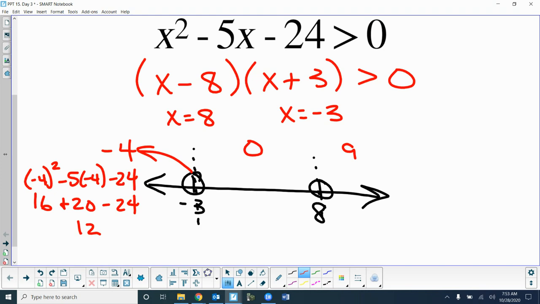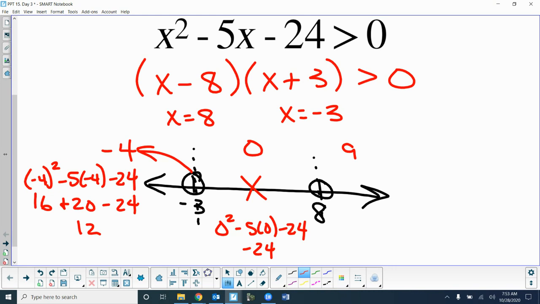Because it works. When I put 0 in there, I get 0 squared minus 5 times 0 minus 24. So 0 minus 0 minus 24 is negative 24. Does that work? Is that greater than 0? No. So I wouldn't draw an arrow between those two, or a line.